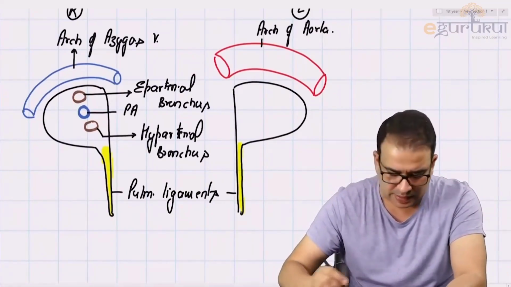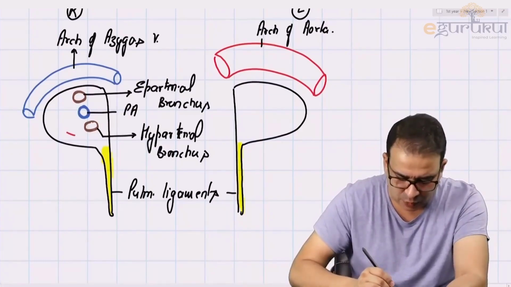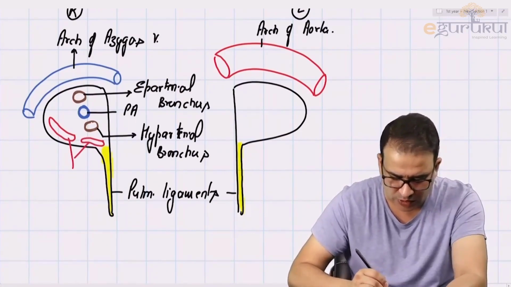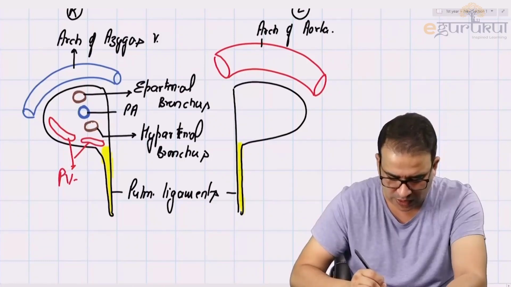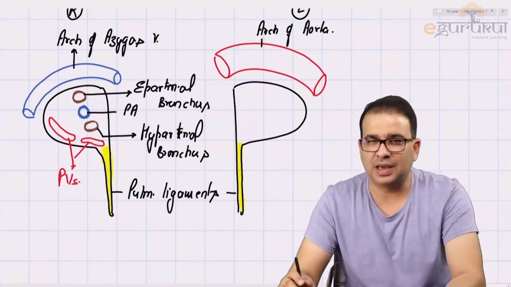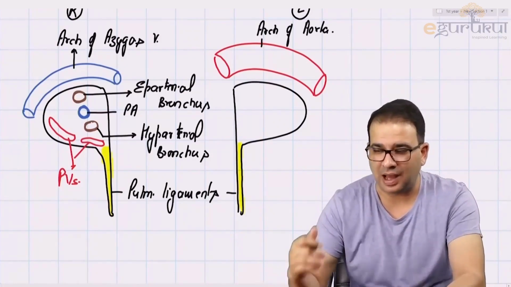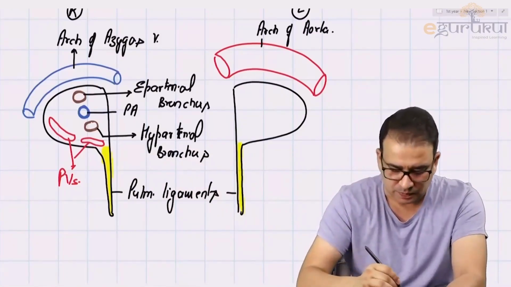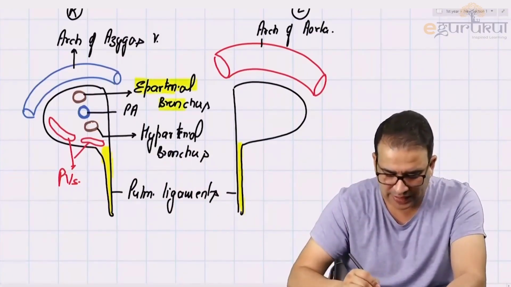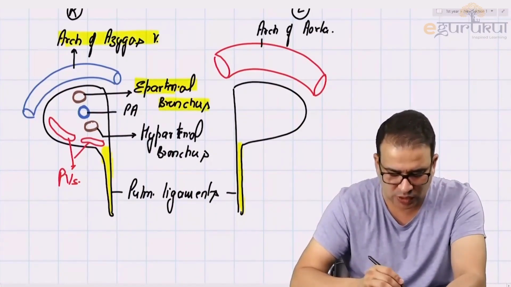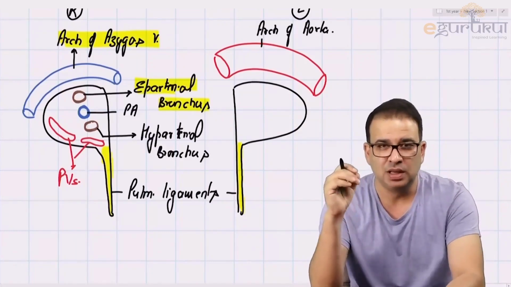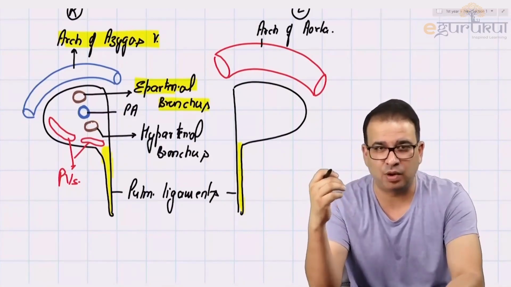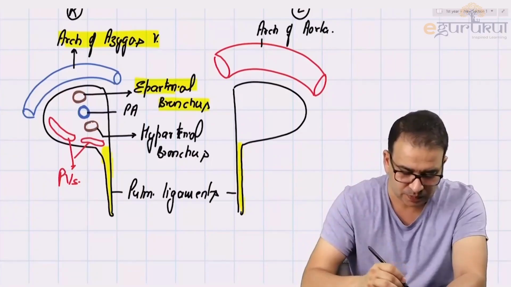Then the most anterior and the most inferior structure in the root of the lung, whether right or left, is going to be the pulmonary veins, the ones carrying the oxygenated blood. The pulmonary veins are the most anterior and most inferior in the root of the lung. Clearly, on the right side, it's the eparterial bronchus which is closest to the arch of azygous, and that is an important question to remember: what is the highest structure in the root of the lung. On the right side, it is the eparterial bronchus.